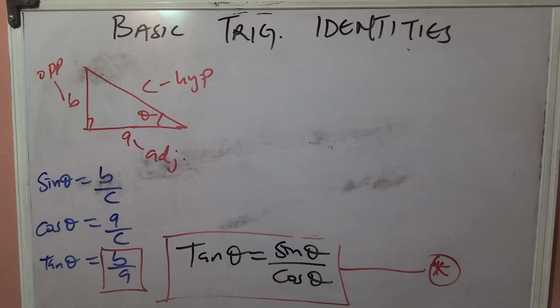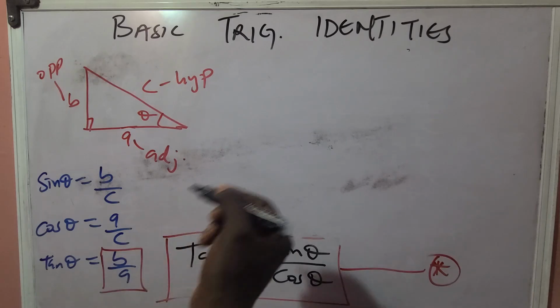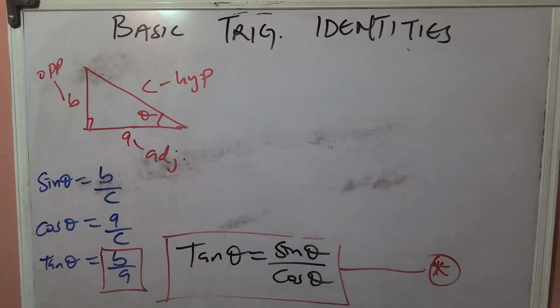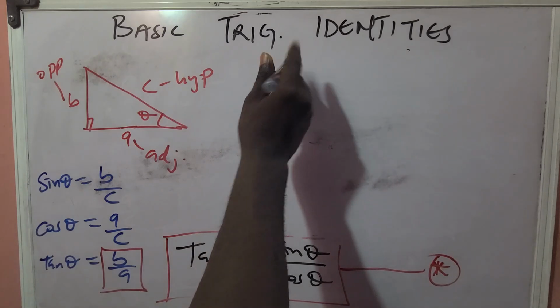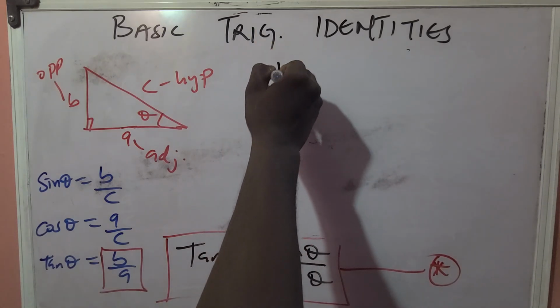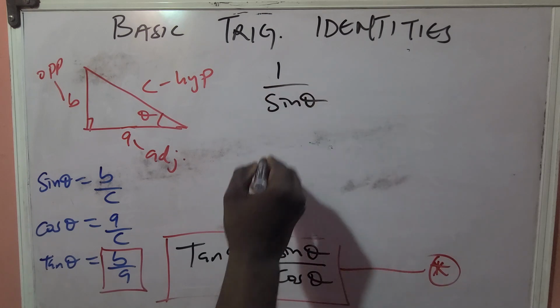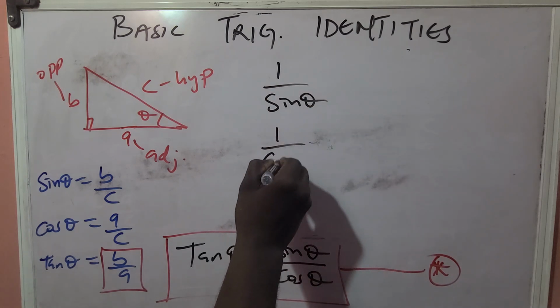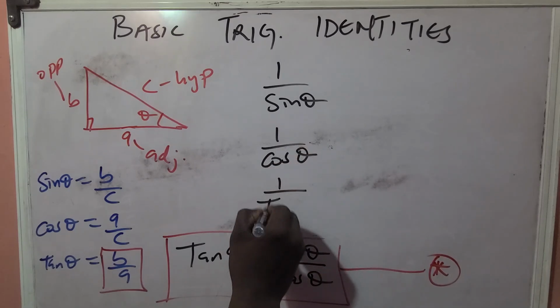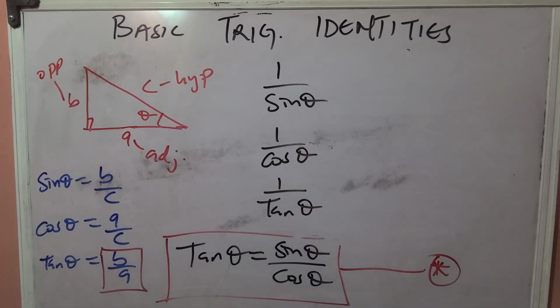Before I go on to prove some other identities, let me state some basic identities that we will not be proving. It's just something you should know. And that's the reciprocal of these 3 angles. Some people will call them the inverse, but I think it's actually reciprocal, not inverse. But anyhow you want to call it, when you have the reciprocal of sine, the reciprocal of cosine, the reciprocal of tangent. So what are the results of this?